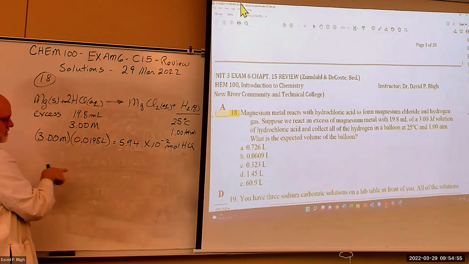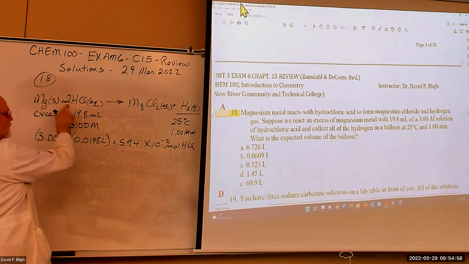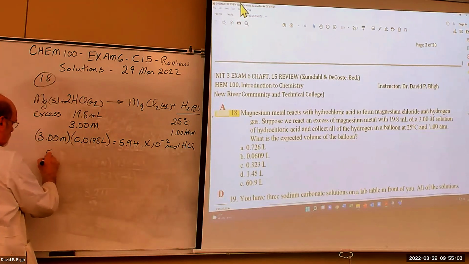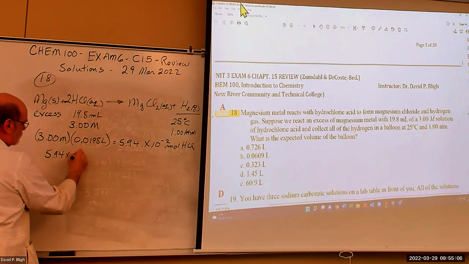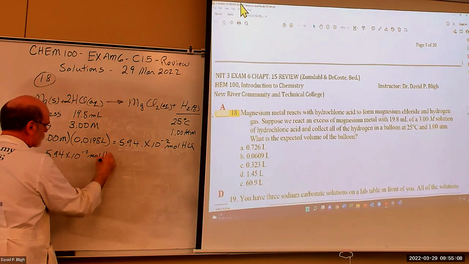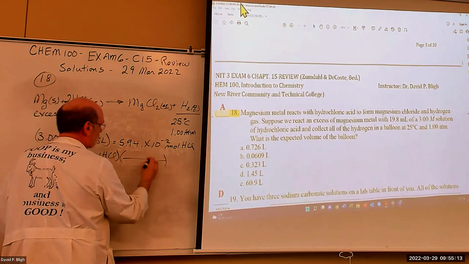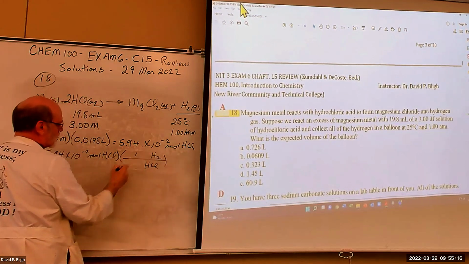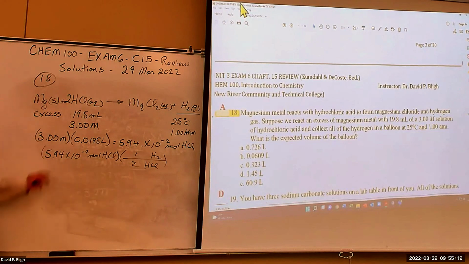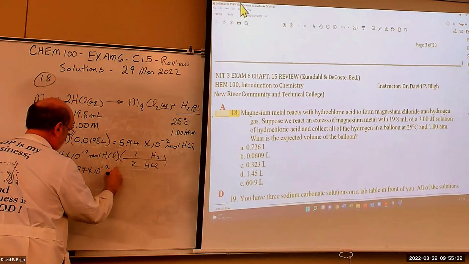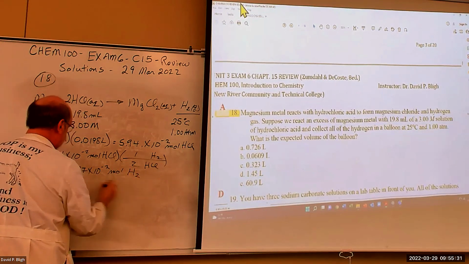How many moles of hydrogen? Well, what's the ratio? It's 2 to 1. So for every 2 of these, you get 1 of those. We'll just do it longhand. The ratio then is 1 of these for every 2 of those. That means divide that by 2. 2.97 times 10 to the minus 2 of hydrogen gas.